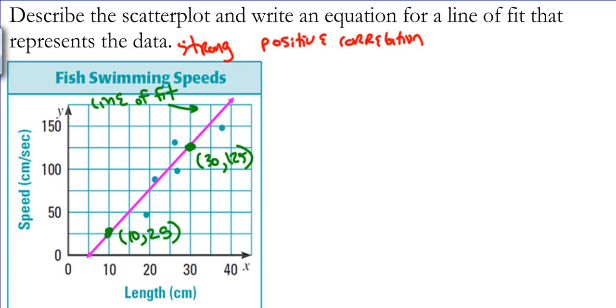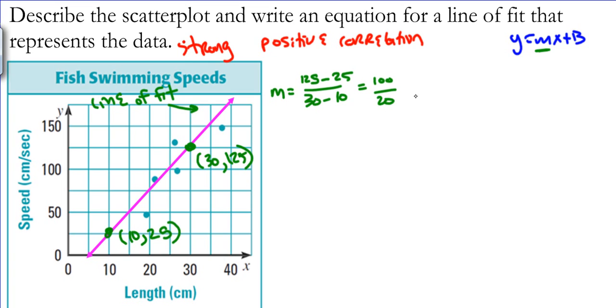So to write the equation of a line in y equals mx plus b, hopefully you remember your first step. Your first step is to find your slope. So y2 minus y1 over x2 minus x1. It's 100 over 20, which is 5. So there's my slope. You remember though, we also have to find our y-intercept, or b value.